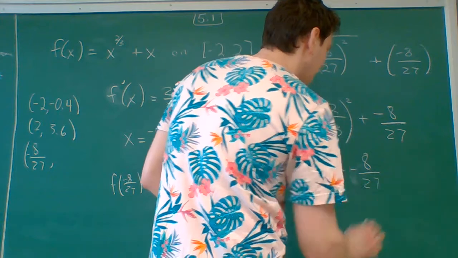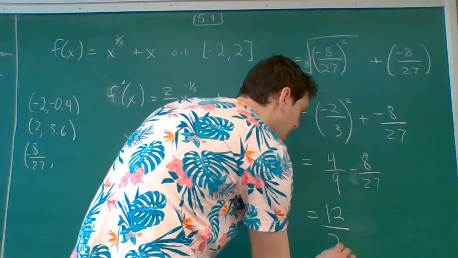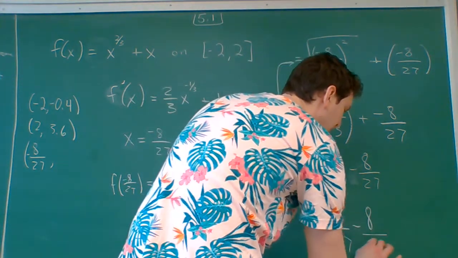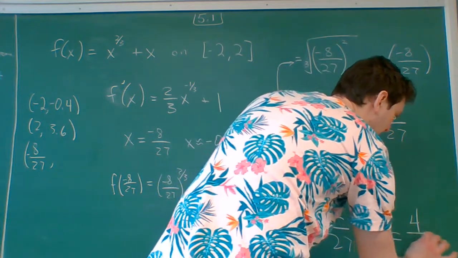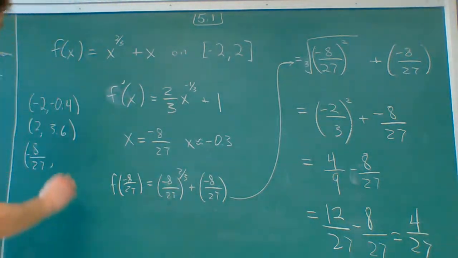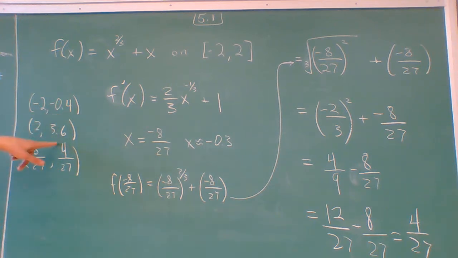-8 over 27. And then common denominator, 12 over 27, multiplying both of these by 3, -8 over 27, and finally I'm getting, can you see that? Barely. 4 over 27 for my y value. 4 over 27 for the y value. Since we're going to be comparing these y values later, maybe it would be better to approximate 4 over 27 so we know what it is as a decimal.